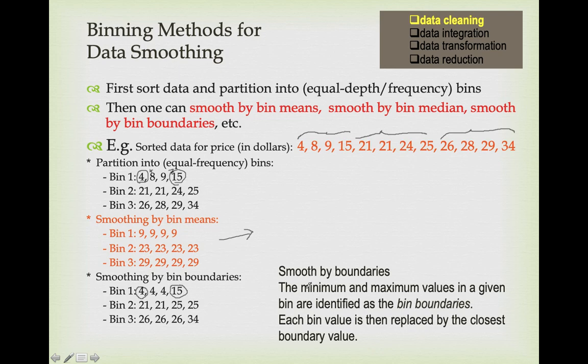Smooth out boundaries. The minimum and maximum values in a given bin are identified as the bin boundaries. Each bin value is then replaced by the closest boundary value. So it's closer, like I mentioned earlier, 8 is closer to 4. So that's why we use 4 here. The number is 4. Similarly, number 9 is closer to 4, so that's why we put 4 here.